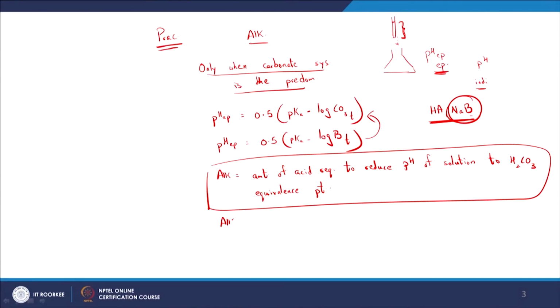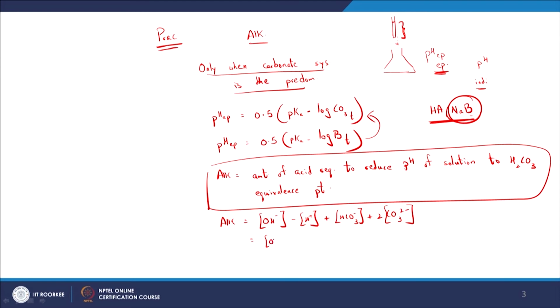So what is that particular equation, or where does that leave us? The alkalinity, which is equal to what now? The concentration of OH minus, minus H plus, plus HCO3 minus, plus 2 times CO3 2 minus, right, and this is what we have. And let me try to simplify this further.